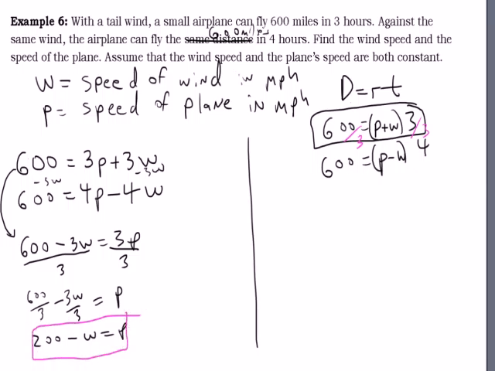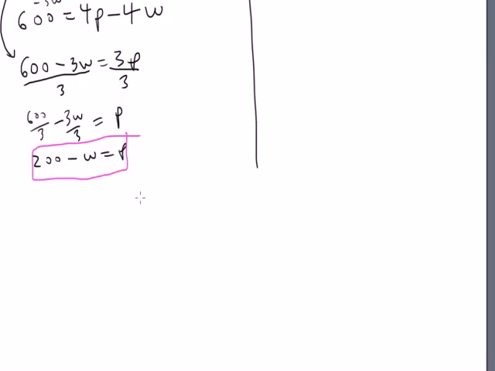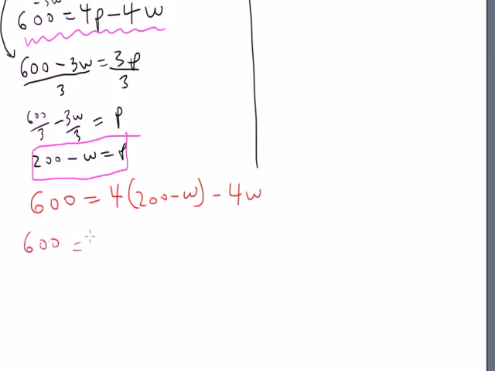I'm going to scroll down and give myself a little more room to work with here. Now looking at my second equation right here, I'm going to substitute p in there and solve for w. So I should have 600 equals 4 times p, and p we're saying is equivalent to 200 minus w, minus 4w. Well, that's pretty nice because now I have only one variable. So 600 should equal, distributing the 4, 800 minus 4w minus 4w.